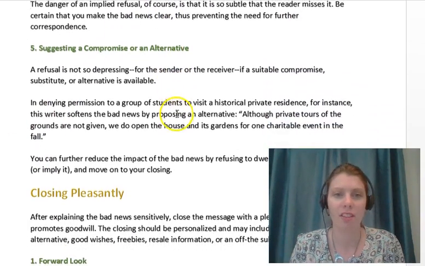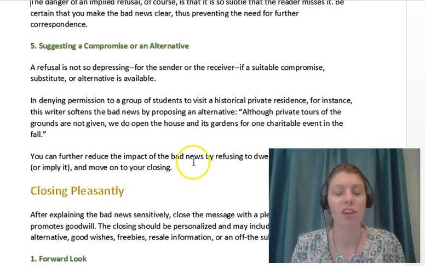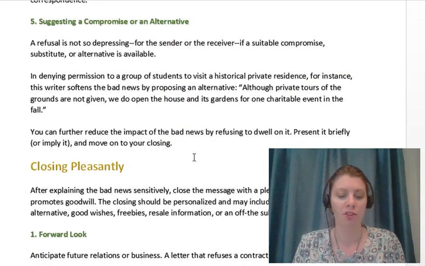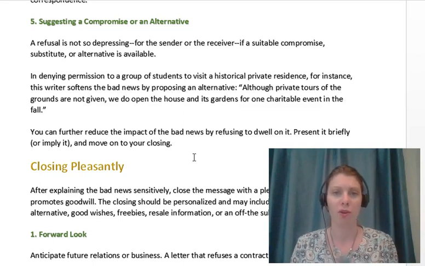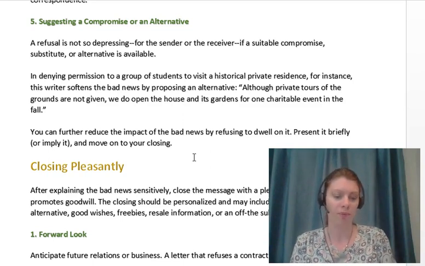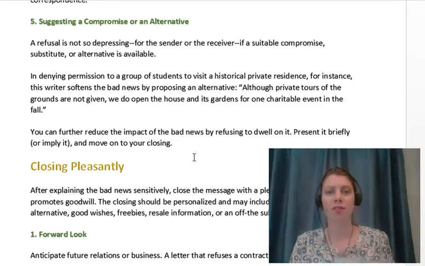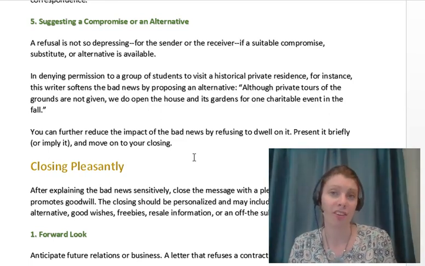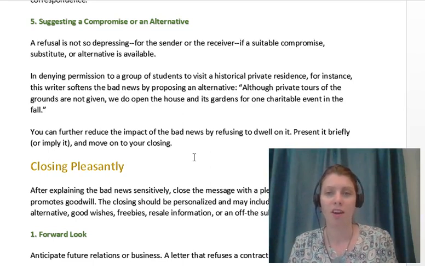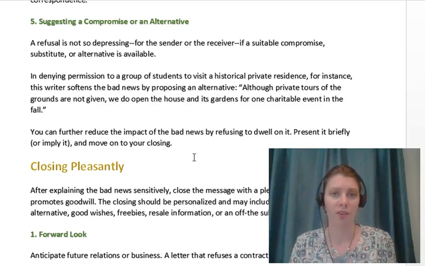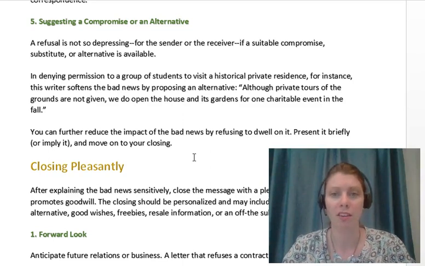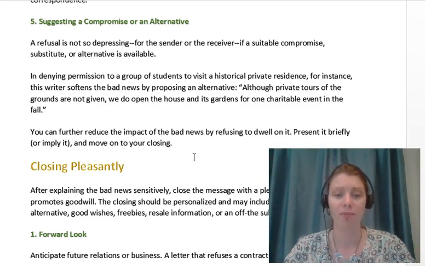And another thing you can use is suggesting a compromise or an alternative. So a refusal is not so depressing if a suitable compromise, substitute, or an alternative is available. In denying permission to a group of students to visit a historical private residence, this writer softened the bad news by proposing an alternative for them. They said, although private tours of the grounds are not given, we do open the house and its gardens for one charitable event in the fall. So implying they can come back later.